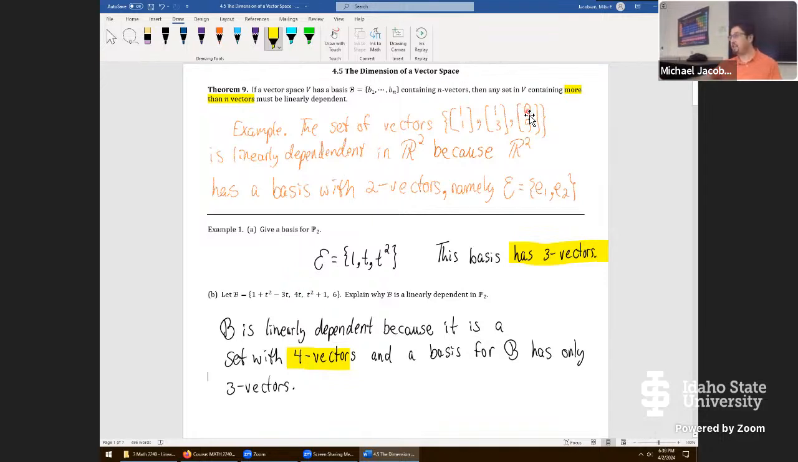And this is the analogy above. In R2, our standard basis has 2 vectors. So any set containing more than 2 vectors is automatically linearly dependent. Just really weird to see it from this point of view when it's not vectors in R2. Well, any questions at all, folks, with this problem here?